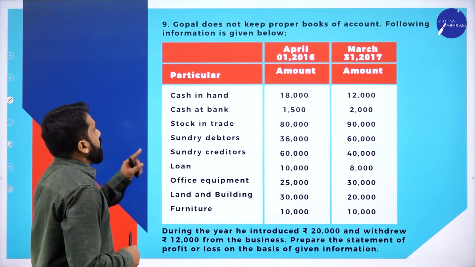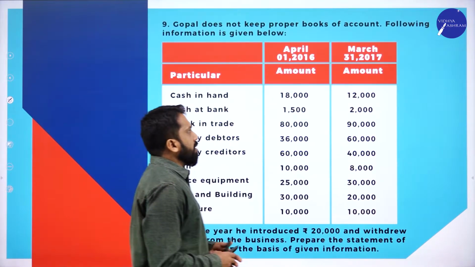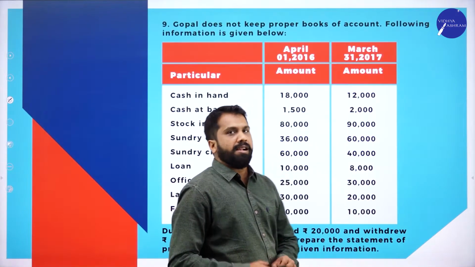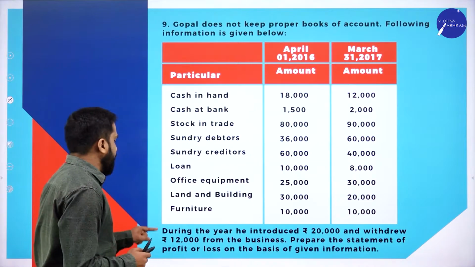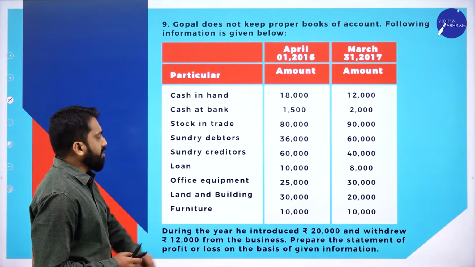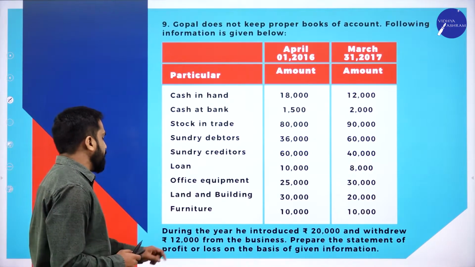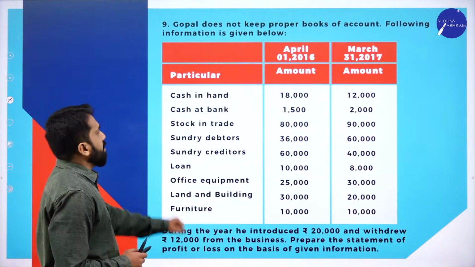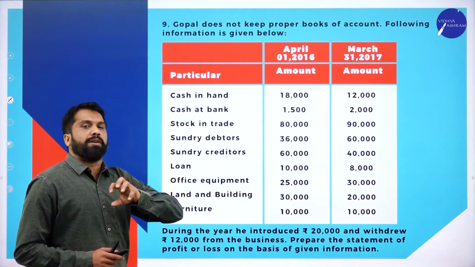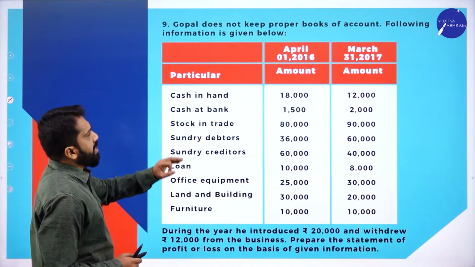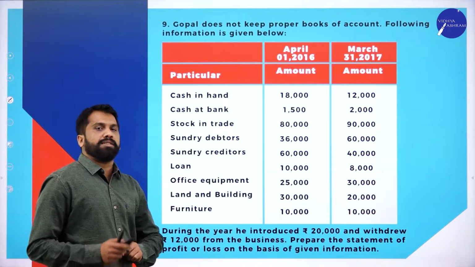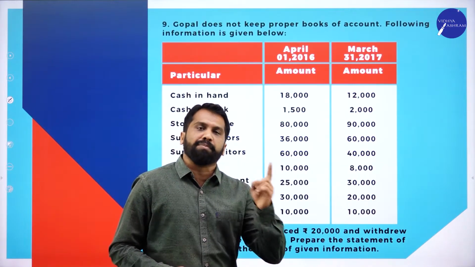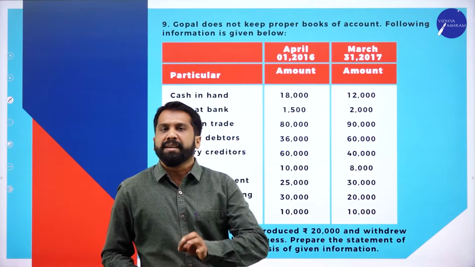Now, in this, they have given information of 2016 and 2017. They have also given how much he has withdrawn and how much additional capital he has made. A similar kind of problem we already discussed and the same thing we are doing today. So it will be a revision for you, and whatever doubts you had in that problem, you will understand better in this.